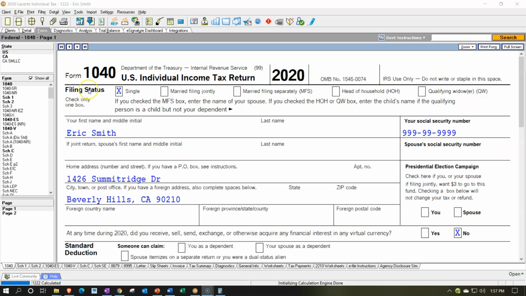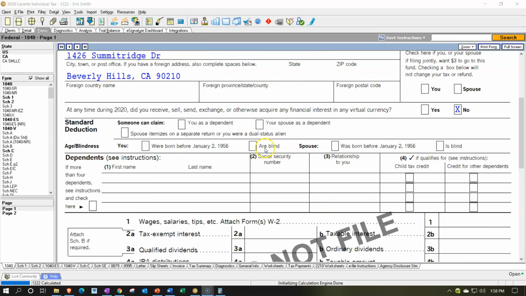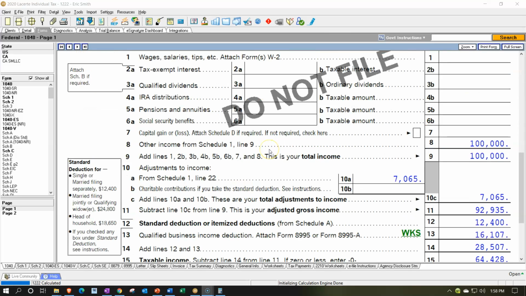We're going to start off with our filing status at single, Eric Smith being our taxpayer living in Beverly Hills 90210. We have the Schedule C income flowing in at this point, the net income in essence coming to the first page of the Schedule C at the $100,000.